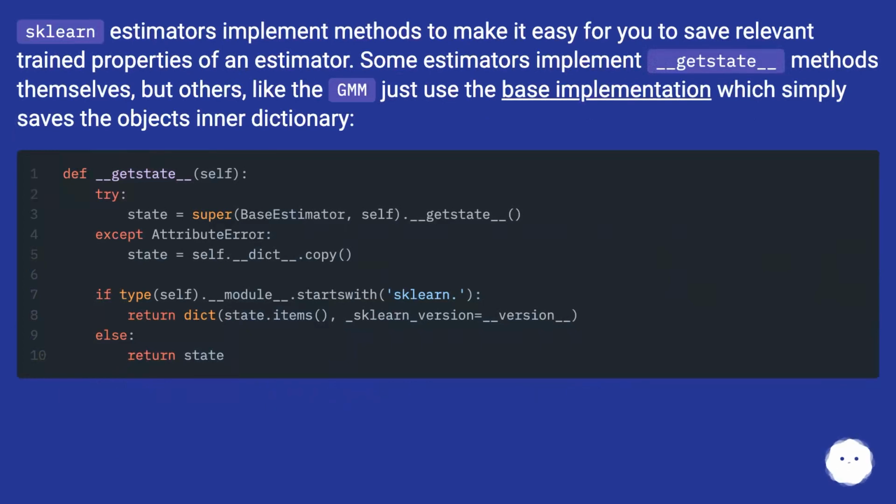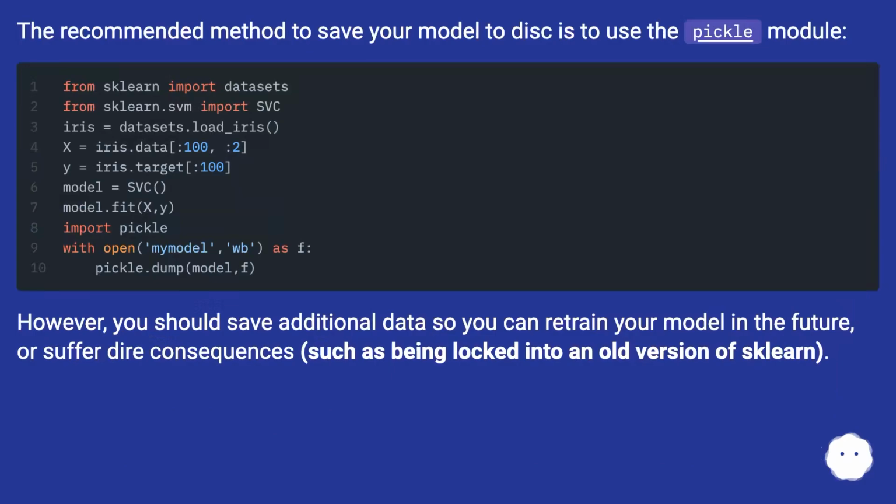Scikit-Learn estimators implement methods to make it easy for you to save relevant trained properties of an estimator. Some estimators implement __getstate__ methods themselves, but others, like the GMM, just use the base implementation, which simply saves the object's dictionary. The recommended method to save your model to disk is to use the pickle module. However, you should save additional data so you can retrain your model in the future, or suffer dire consequences, such as being locked into an old version of Scikit-Learn.